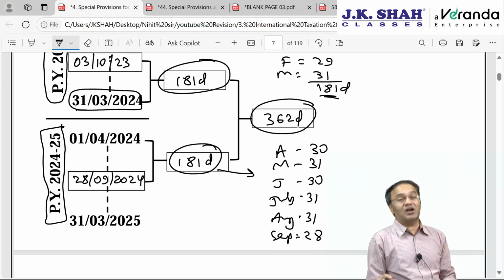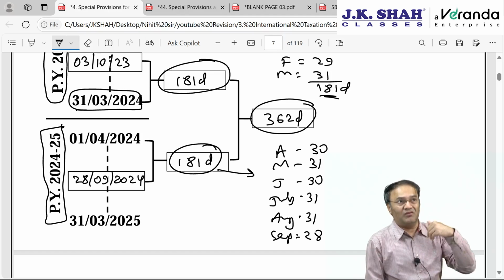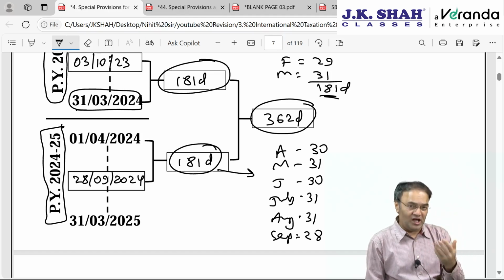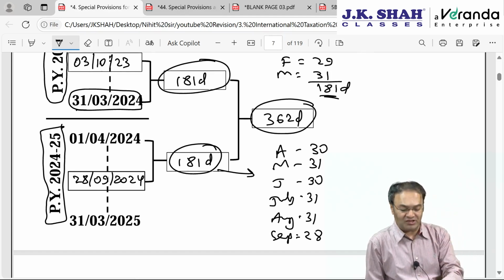This came for 5 marks in the exam, so be careful about it. When clients approach us, we have to have a ready answer to the client's query.